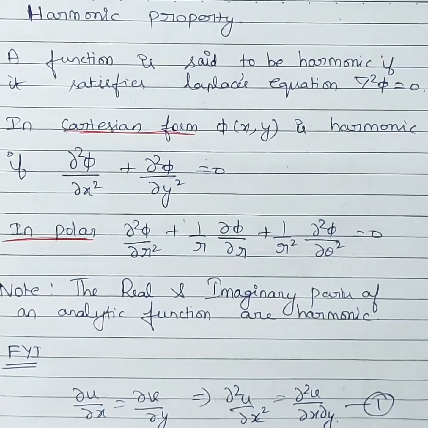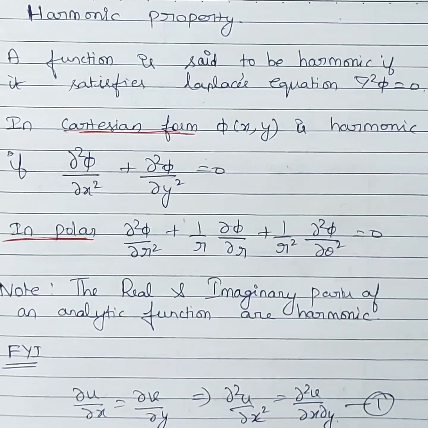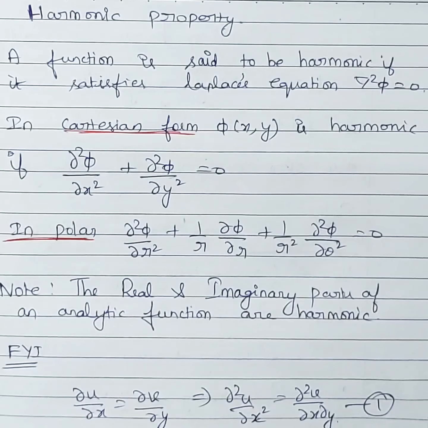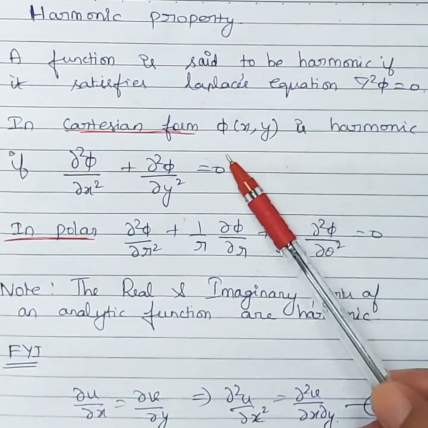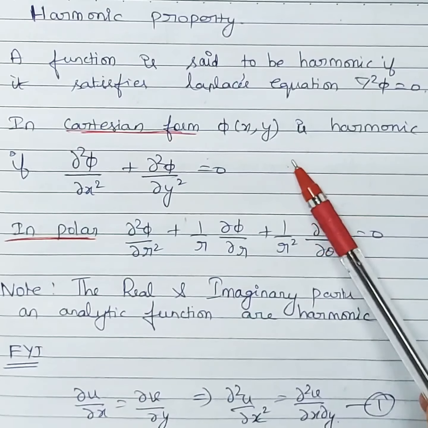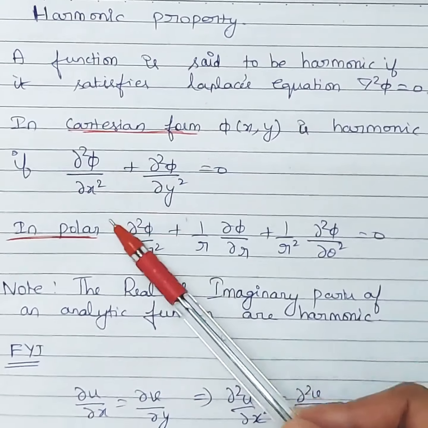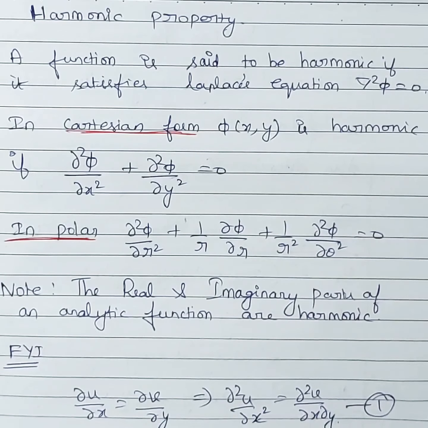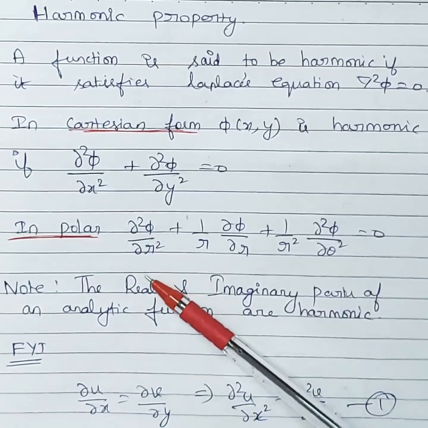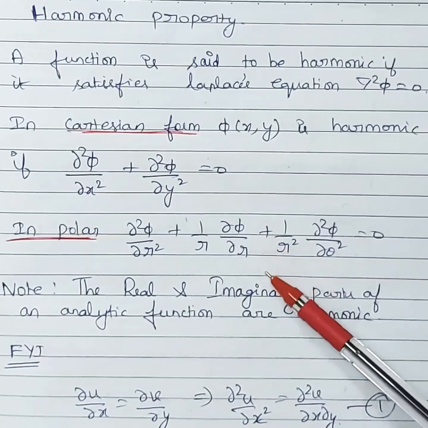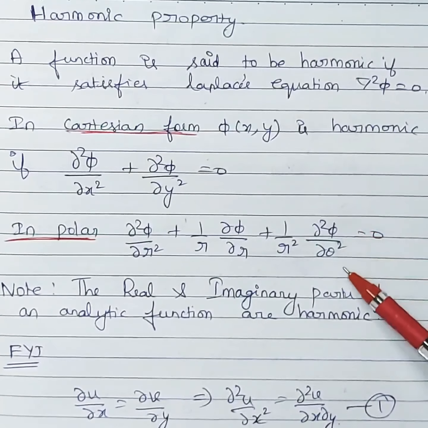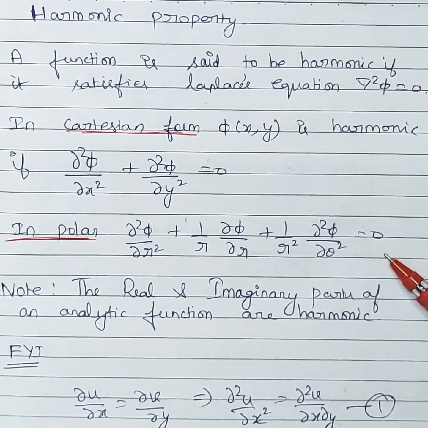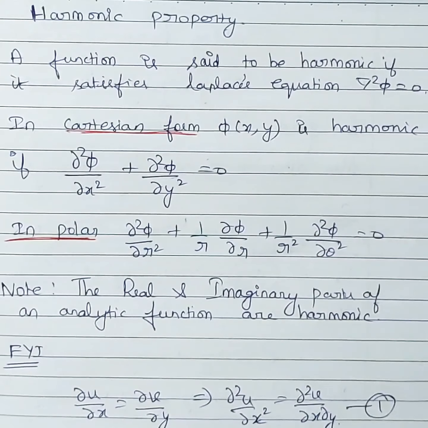Hi. In this video, let's see the harmonic property. A function is said to be harmonic if it satisfies the Laplace's equation, that is del square phi is equal to 0. So in Cartesian form, if phi is in terms of x and y, we can say that phi is harmonic if del square phi by del x square plus del square phi by del y square is equal to 0. The same thing in polar, we write this as del square phi by del r square plus 1 by r into del phi by del r plus 1 by r square into del square phi by del theta square is equal to 0. So we have to memorize these two statements.